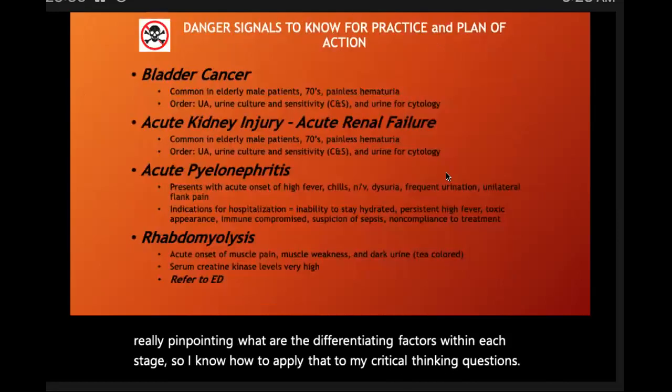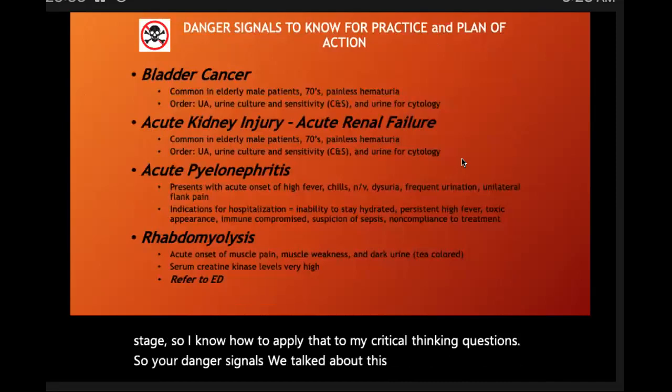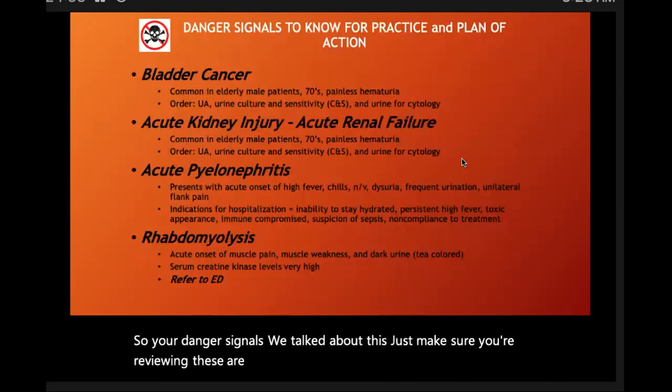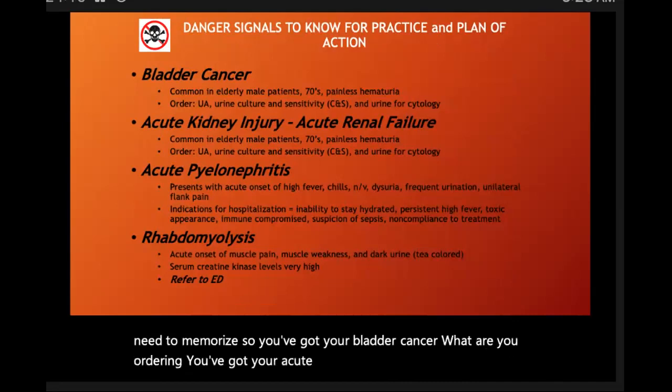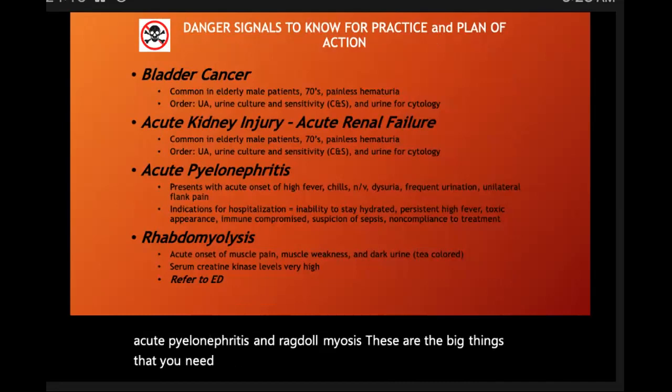So your danger signals, we talked about this, just make sure you're reviewing. These are things you need to know. They're almost like your clinical pearls. Yes, you do need to memorize these. So you've got your bladder cancer. What are you ordering? You've got your acute kidney injury, acute renal failure, acute pyelonephritis, and rhabdomyolysis. These are the big things that you need to make sure you're ruling out.